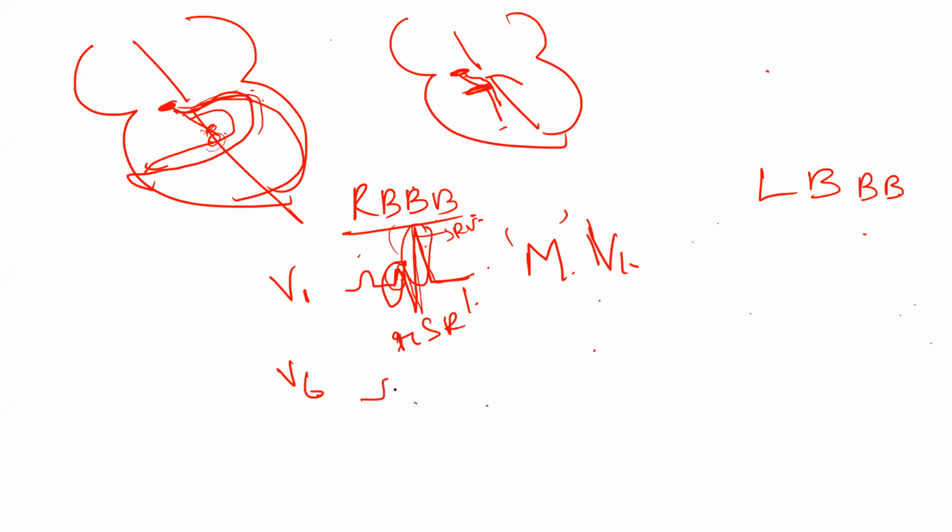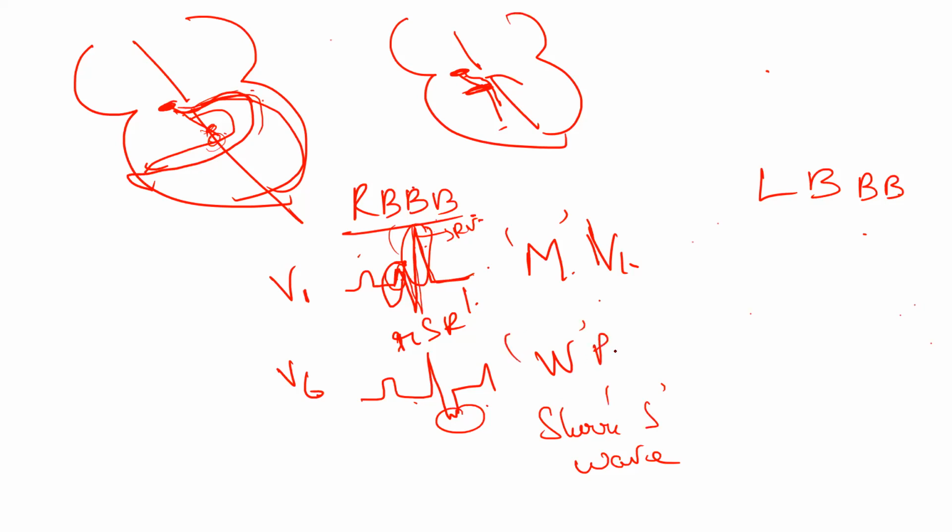What happens in V6? You get a normal QRS, but there will be a slurred S wave. The S wave is slurred. So these two criteria are typical for right bundle branch block. This is also called the W pattern. M pattern in V1, W pattern in V6. Is it clear? Yes, sir.